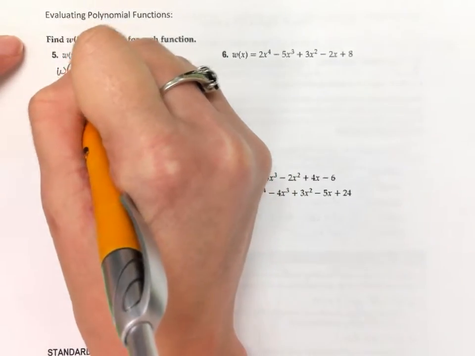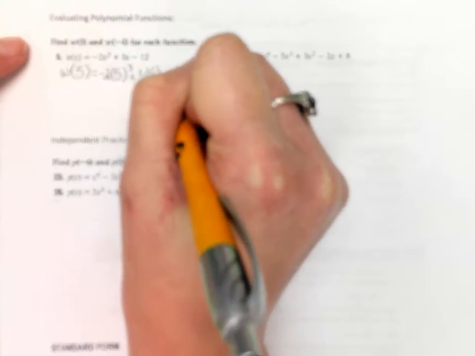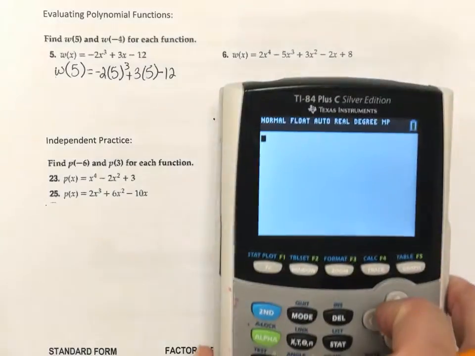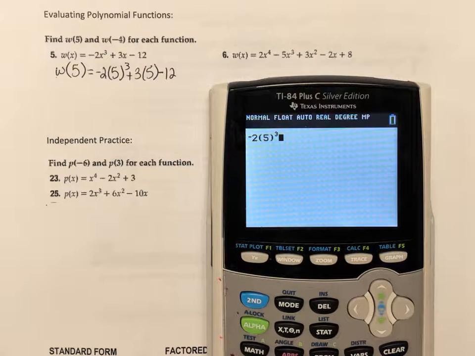All right. So, W of 5 is negative 2 times 5 to the 3rd plus 3 times 5 minus 12. And then you just take your handy-dandy calculator. Ready? I'm going to blow your minds. Here we go. Negative 2 times 5 to the 3rd plus 3 times 5 minus 12. Oh my goodness, it gives me the answer. Now look, don't just sit there and rely on me, guys, because you're going to have to do this. So make sure that you know how to plug in those exponents. Make sure that you know how to plug in the negatives versus the subtraction. Make sure you can get the same answer, okay?